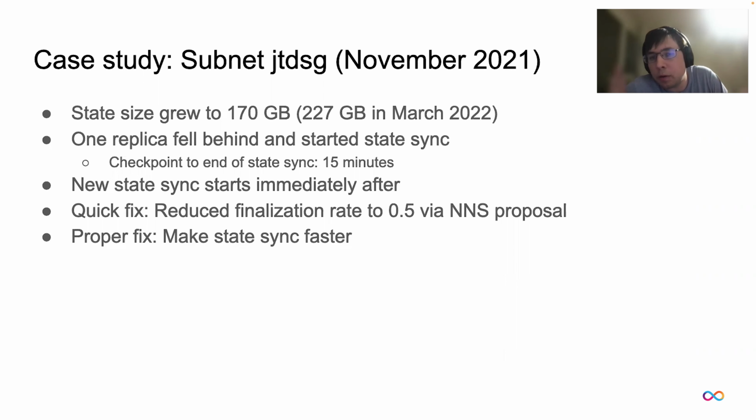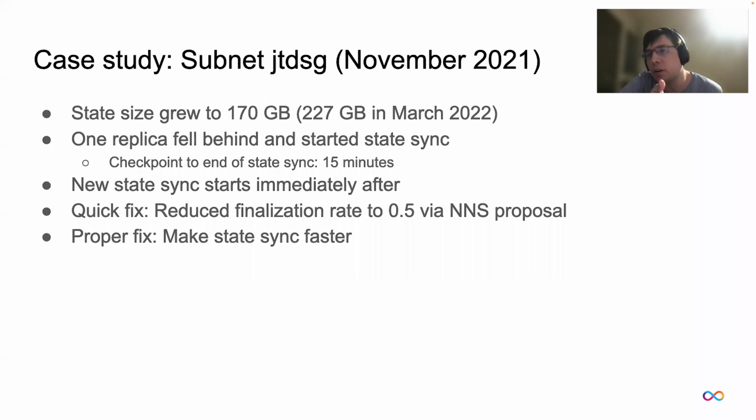Now, in November, our immediate fix was to reduce the finalization rate of the subnet. What that means is that instead of producing 1 block a second, we just produce 1 block every 2 seconds, basically slowing the whole subnet down. And in fact, as soon as we did that, the state sync was able to catch up again. But of course, that's not the proper fix because it has a lot of drawbacks. If you're a user of that subnet, you would have noticed that everything is slower.